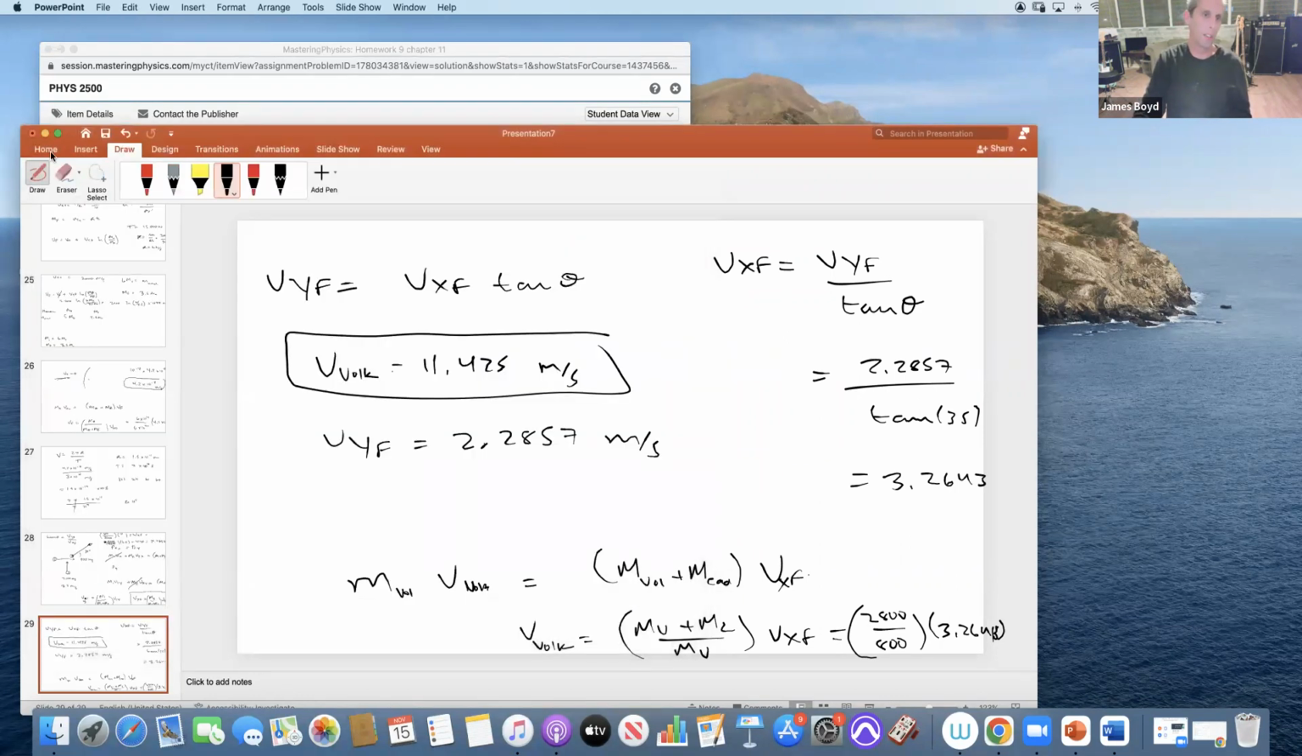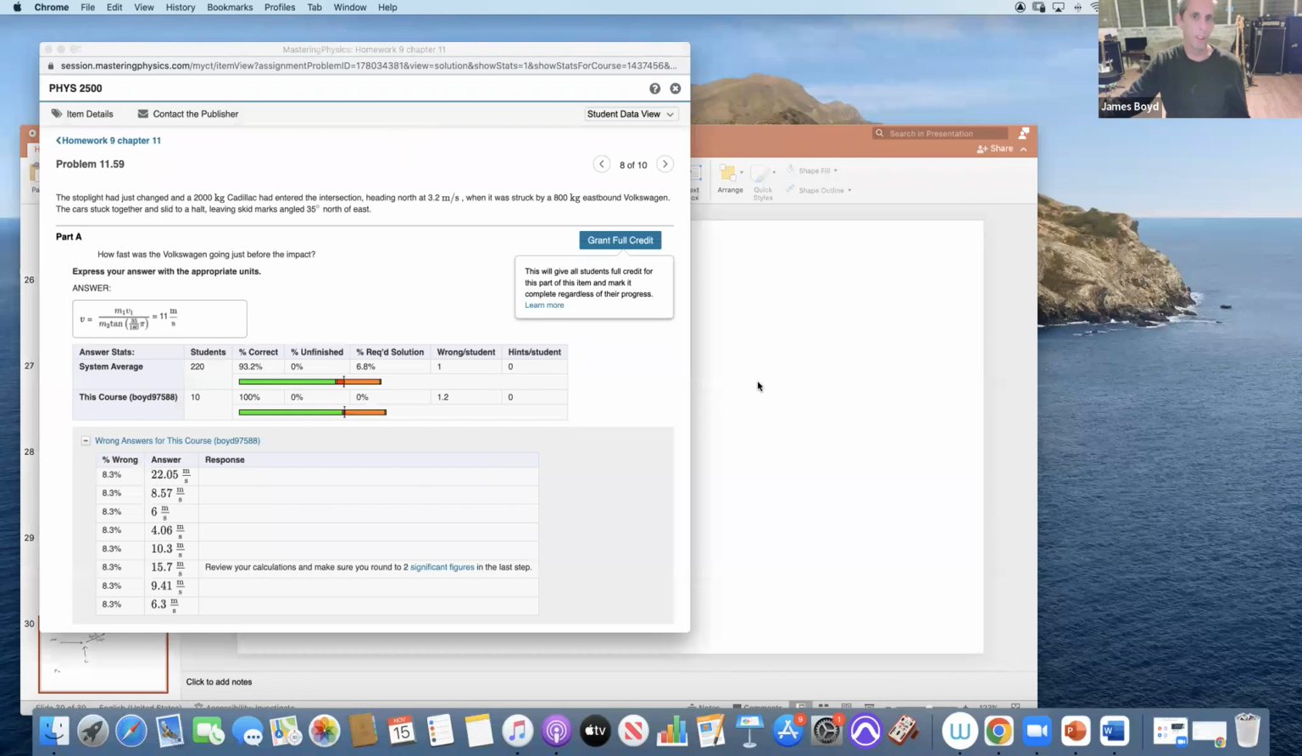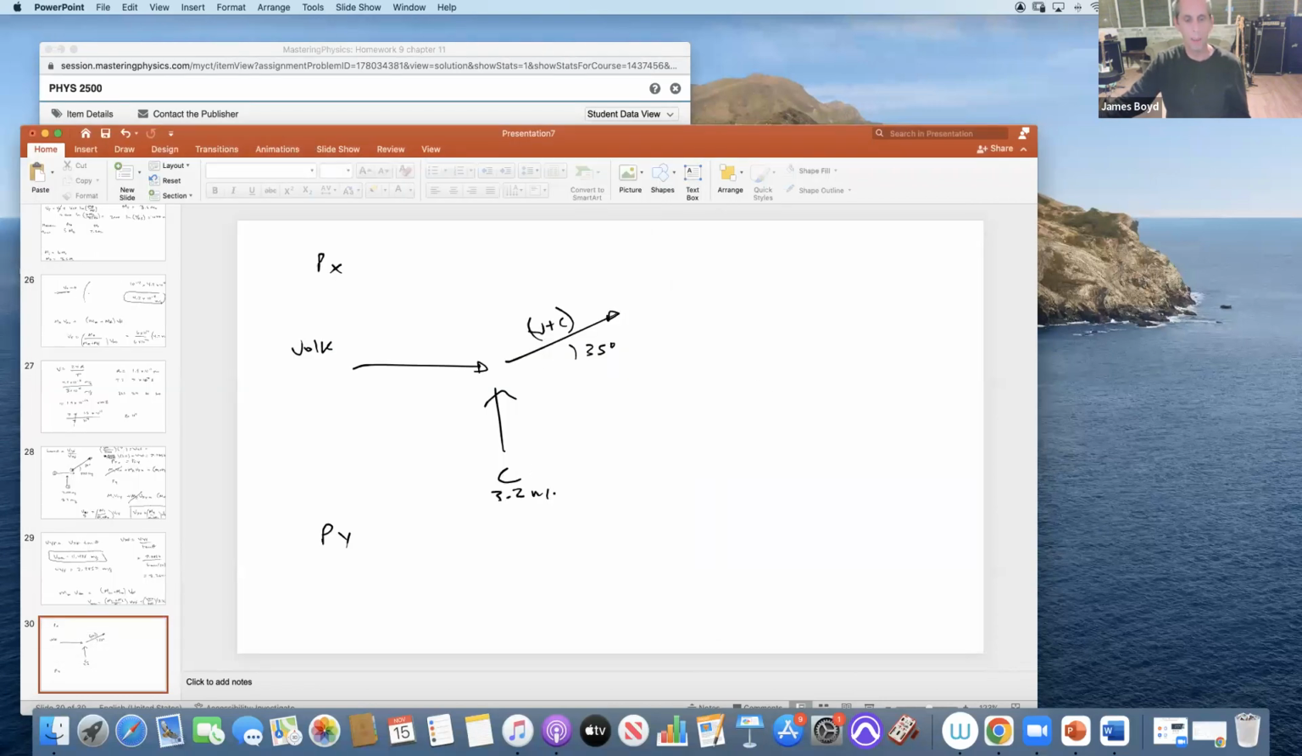So just to clarify what I did, we break it up into the X and the Y. The Cadillac was traveling in the Y. I keep wanting to do that. The Volkswagen was traveling in the X, and then it ended up shooting off at 35 degrees together, both of them. So B plus C. The Cadillac was traveling in the Y, and we know the Cadillac was doing 3.2 meters per second, and it's 2,000 kilograms. The Volkswagen was 800 kilograms.